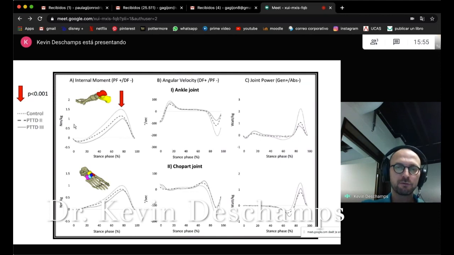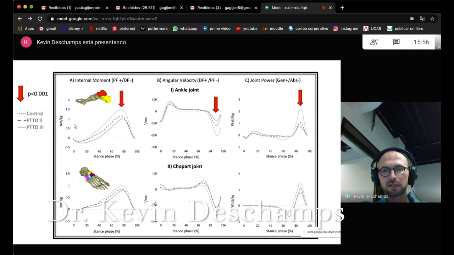Which was already a first sign of potentially weakness. Followed by that, we saw also at the ankle that the peak plantar flexion velocity was drastically decreased, and as a consequence we saw a dramatic decrease of power generation in that joint.